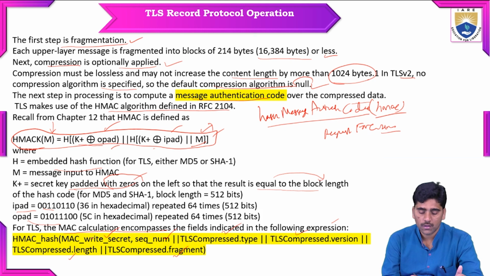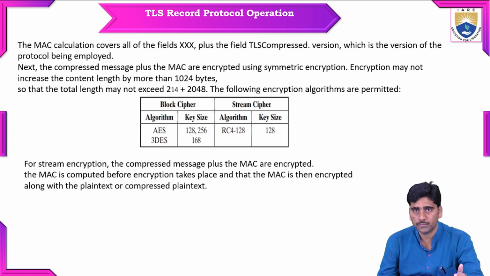So what are those? MAC write secret, sequence number, the next TLSCompressed.type and TLSCompressed.version, the next TLSCompressed.length, and the next TLSCompressed.fragment. So for the sequence number, write secret, compressed type, version, length, and fragment, the hash function is applied.